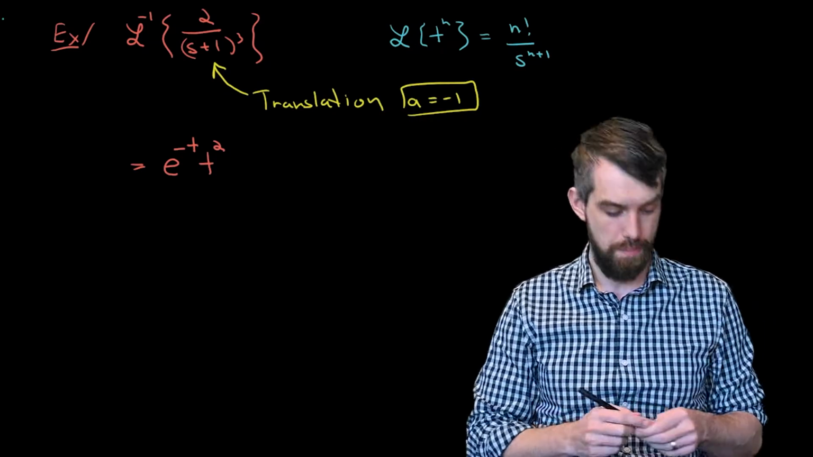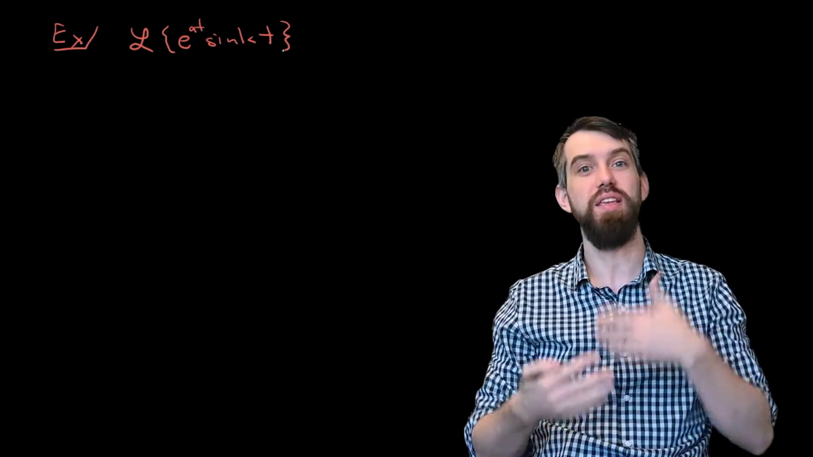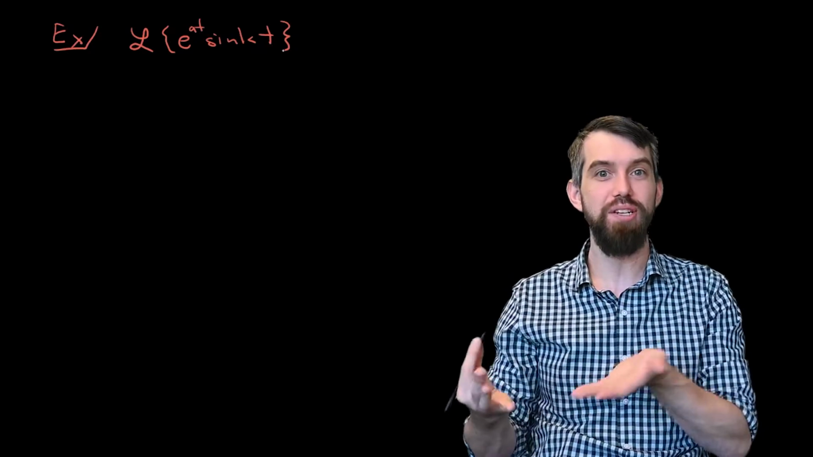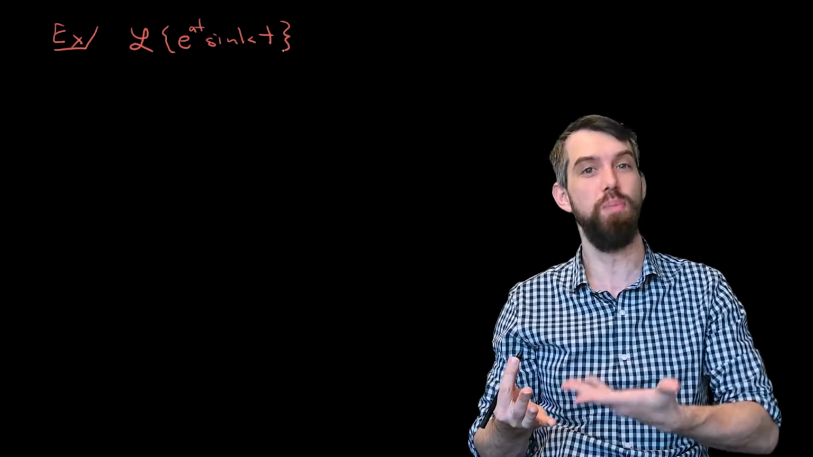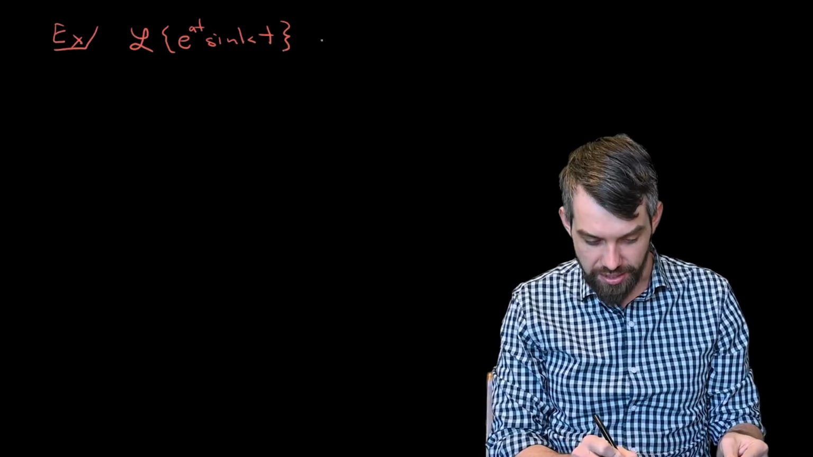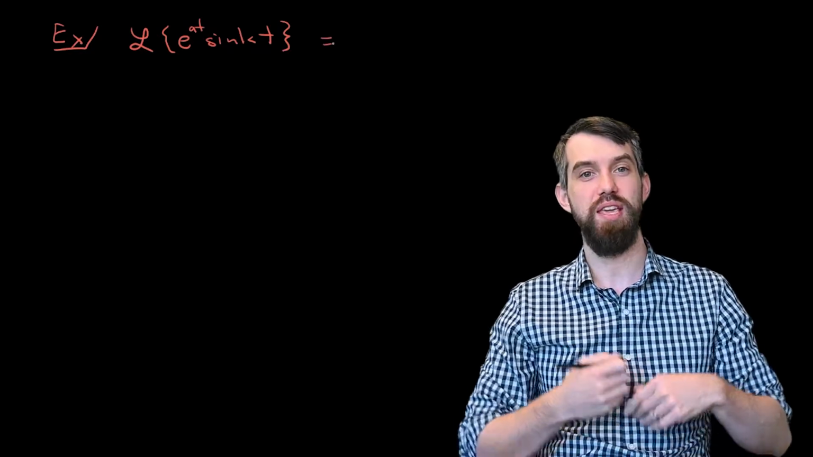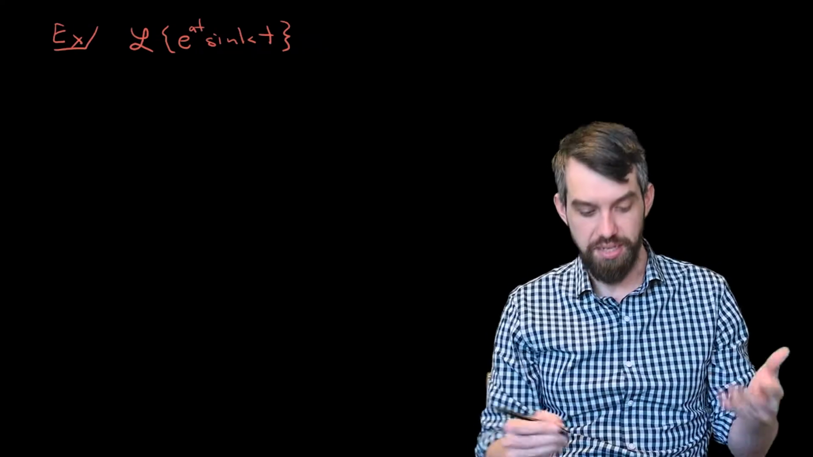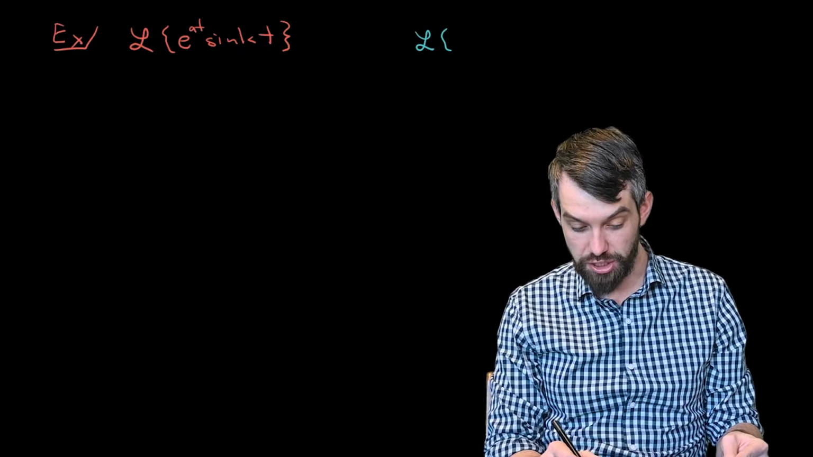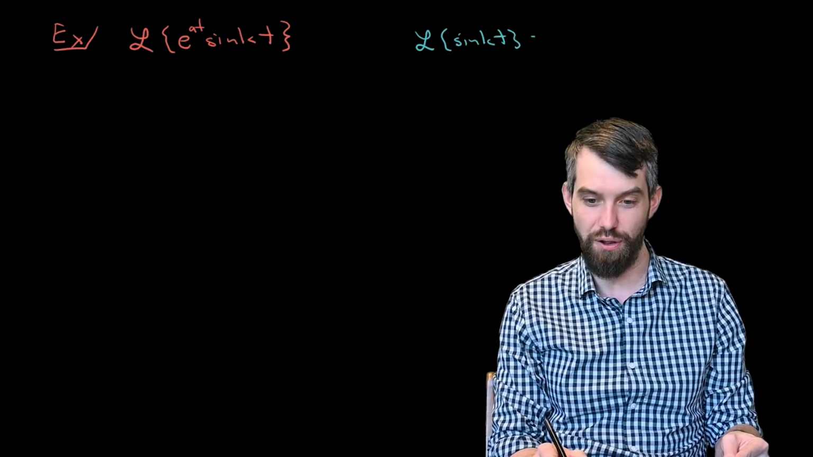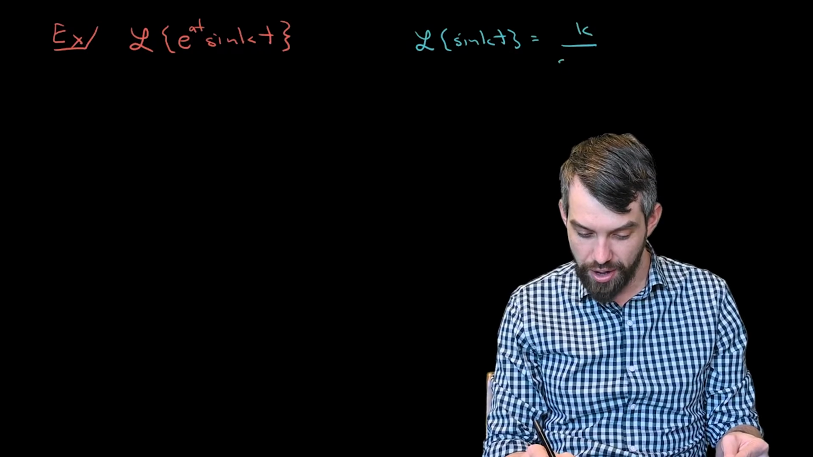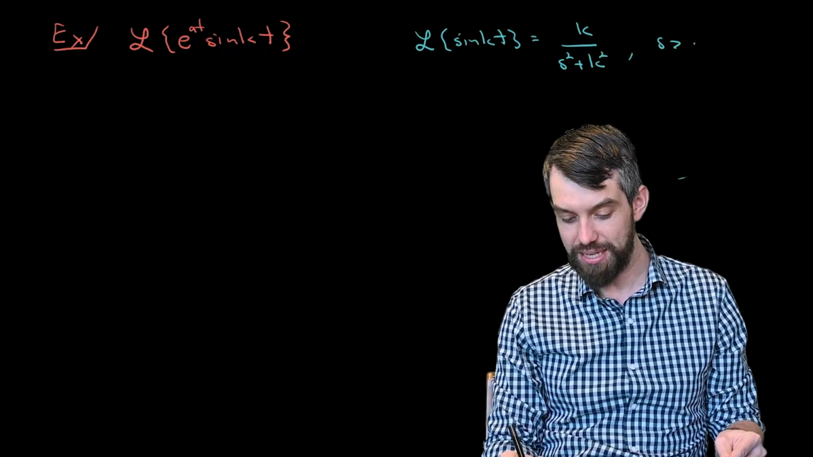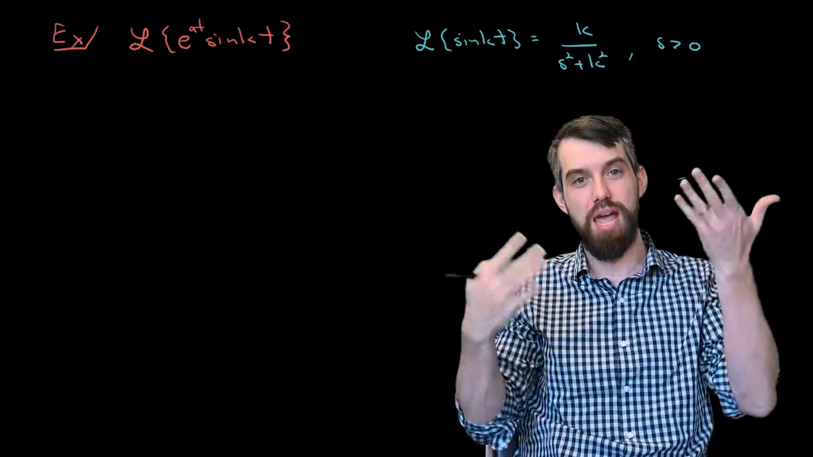But let's see another example. In this example, we're taking the Laplace transform, not the inverse Laplace transform, but nevertheless, it is an exponential multiplied to something that we've previously seen, and thus we can apply the translation property again. That is, I'm going to write down what the Laplace transform of sine is, and then shift that value by the value of a. Indeed, the Laplace transform of just sine of kt by itself is just k over s squared plus k squared, and this is valid in the domain where s is greater than 0. So this is a previous fact that I'm going to assert here.